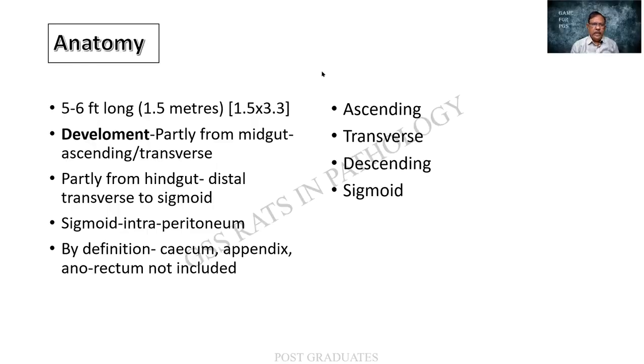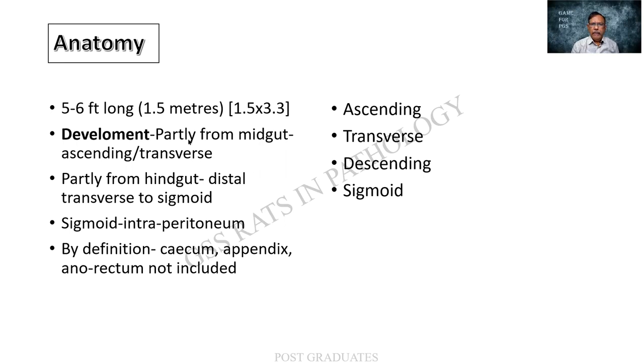Anatomy. Anatomy is of paramount importance for the subjects of anatomy and surgery, and to some extent in pathology. The organ we are talking about, that is the colon, measures about 5 to 6 feet long. In meters, it is 1.5 meters. Whereas you find that the small intestine will be much longer.